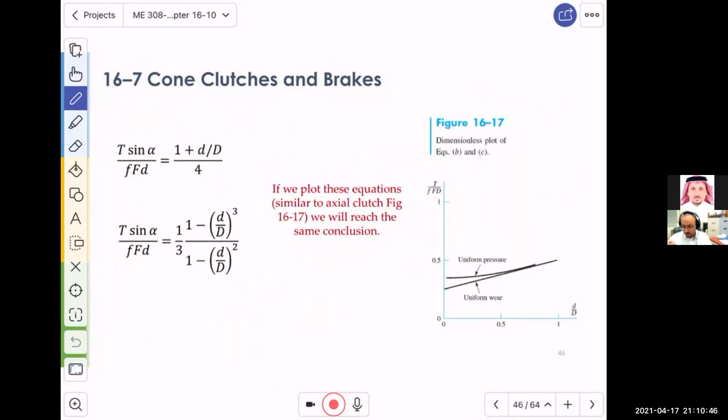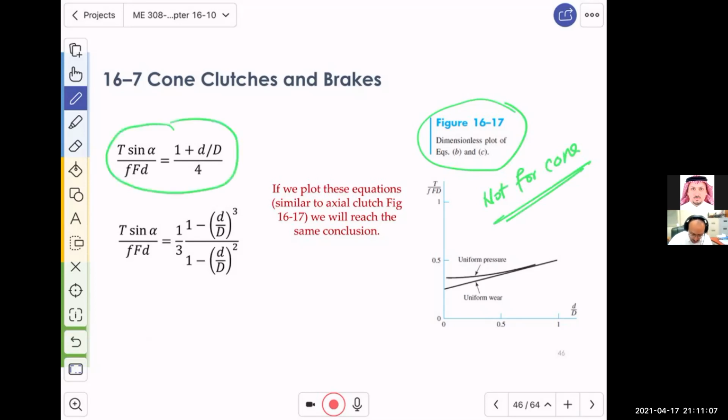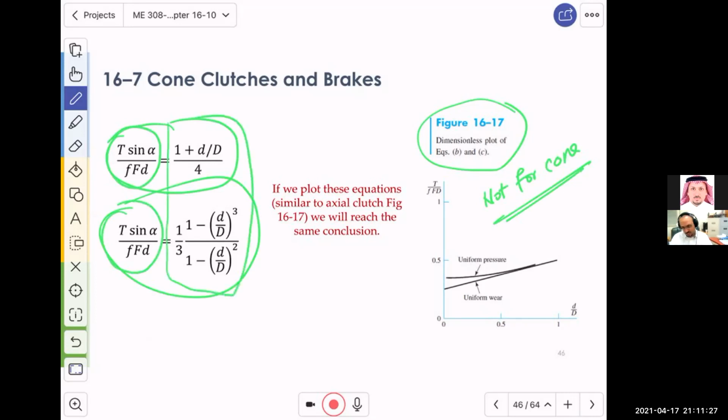And be careful, this is not for the cone, because in the book there is no curve for the cone. But the two expressions are provided. Actually, we needed to take sine alpha out. So you'll end up with T sine alpha over F, friction, force, D. And then we have again the same expression on the left hand side. The two expressions are different on the right hand side.